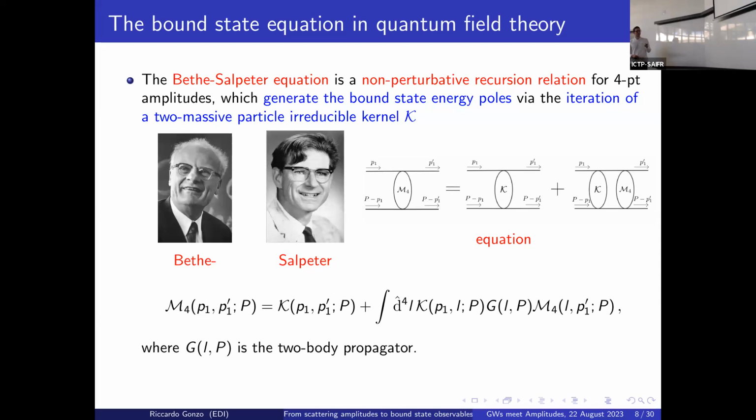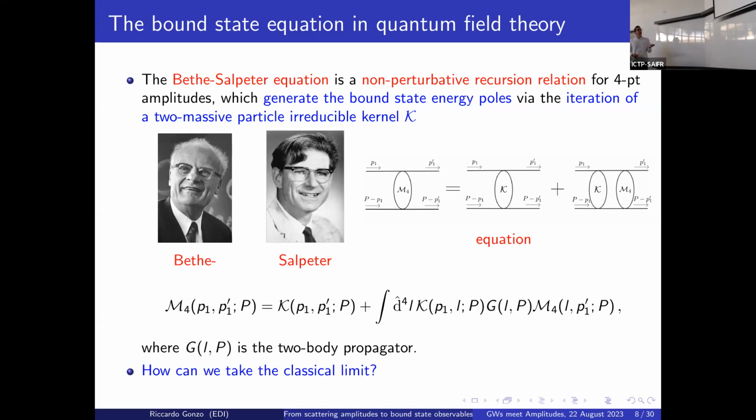And the equation basically is just this iteration of the 4-point amplitude, which is the object that this equation described here on the right, which basically says that your 4-point amplitude of the interaction is given by some iteration of the kernel with a two-body propagator. Okay.